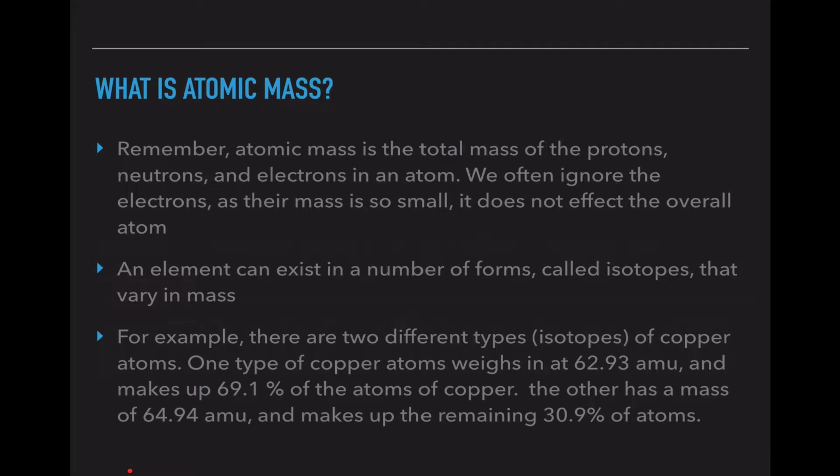But we can have many forms of different elements called isotopes. These are elements that have different masses than the periodic table. So for example, there are two different isotopes of copper atoms. One type of copper weighs in at 62.93 atomic mass units. It makes up 69.1% of the atoms of copper on the planet. The other has a mass of 64.94 atomic mass units. This makes up the remaining 30.9% of atoms. So we have two distinct masses, 62.93 and 64.94, and they make up two different percentages of all of the copper atoms on the planet.